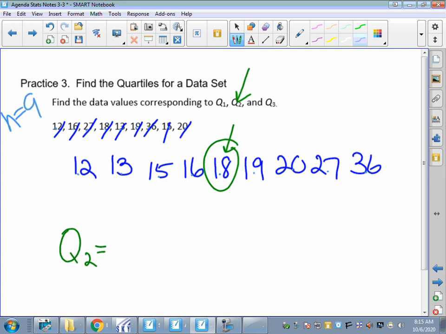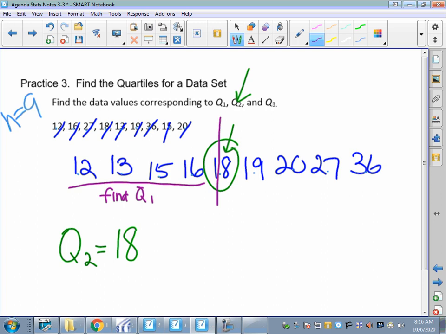18 is your Q2. If I use 18, that means that I take that completely out of my set when I find my Q1. So I'm going down here to find Q1. 18 is used. I kind of think of drawing a line right through it. It's crossed out. Notice I had a nice neat 18 in the middle.